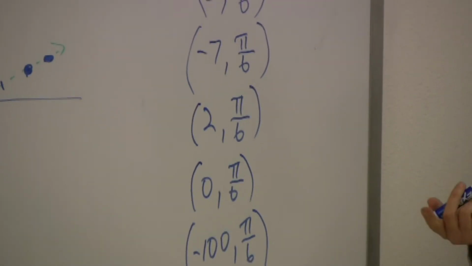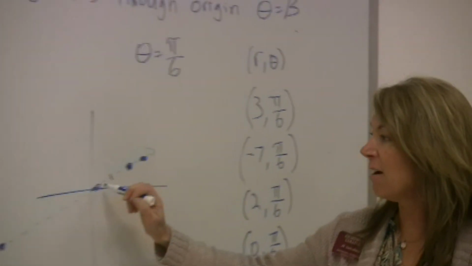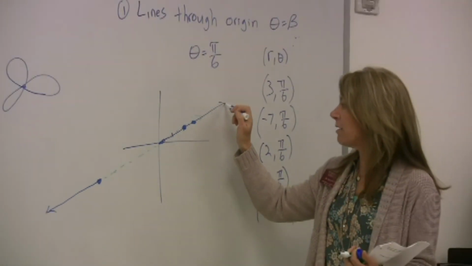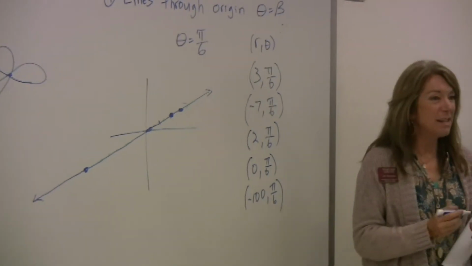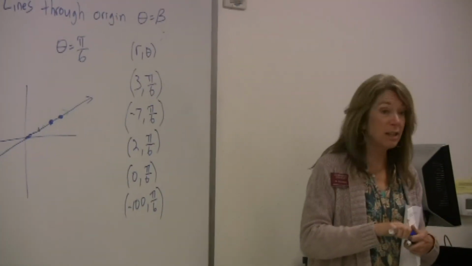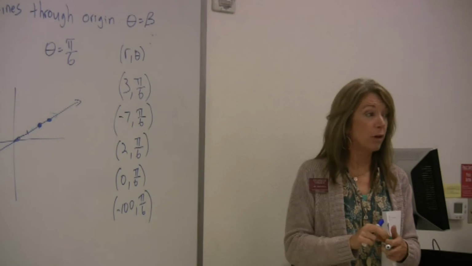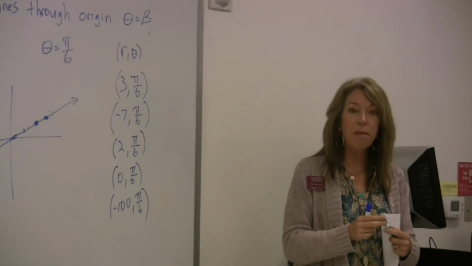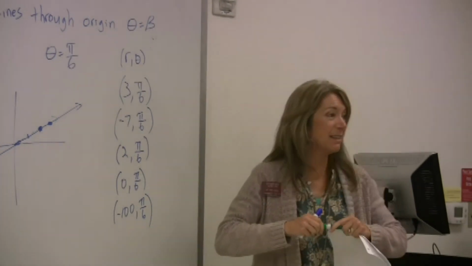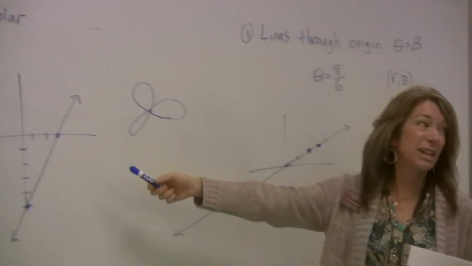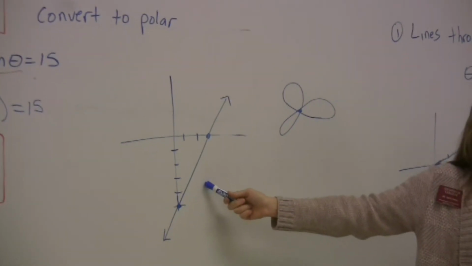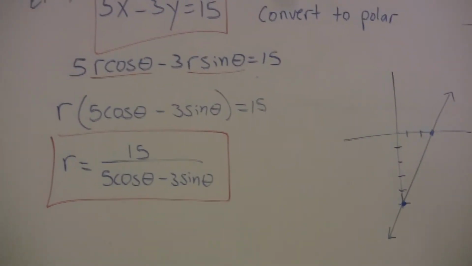Do you agree that no matter how far out you go, you're going to be staying on this line? Any point out this direction, any point out this direction, is on that line where theta equals pi over 6. That's a line through the origin. Anytime theta is a constant, you're just going to have that nice little line. It only works nicely for through the origin. We saw how messy it is if it doesn't go through the origin. Through the origin is pretty.